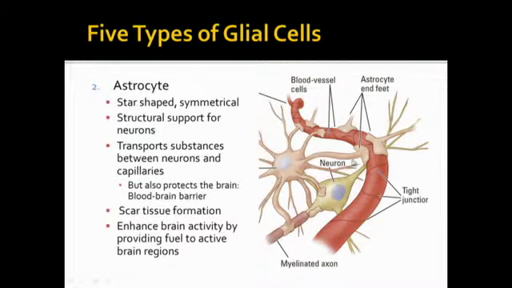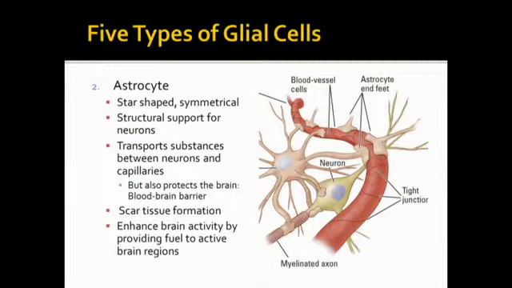Okay, so it transports these substances between the neurons and the capillaries, and also is important in protecting the brain, in that it forms what's called the blood-brain barrier. We talked about the blood-brain barrier. I feel like I should have. So the blood-brain barrier: all throughout the blood vessels of the rest of your body, the capillaries, which are the cells that line the walls of your blood vessels, are very tight together.